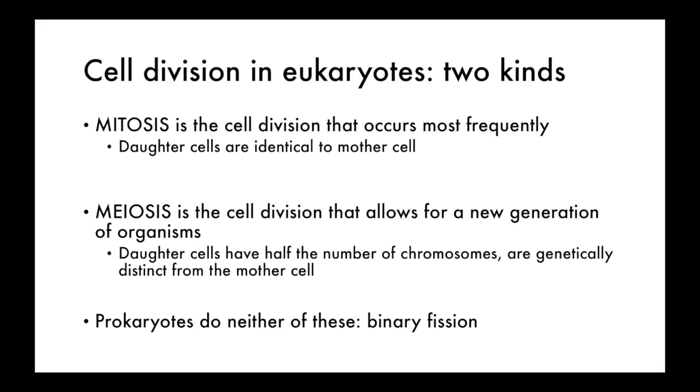By and large, we can divide cell division into 2 different kinds in eukaryotes. Mitosis is the cell division that occurs most frequently. That's what we just saw in that frog zygote. The daughter cells are identical to the mother cell in terms of what organelles are present, how many chromosomes are present, and stuff like that.